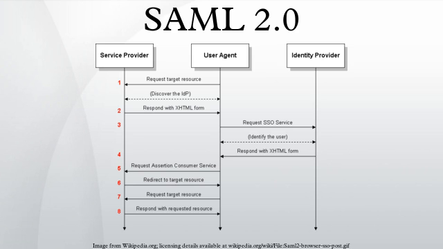HTTP artifact binding. The HTTP artifact binding uses the artifact resolution protocol and the SAML SOAP binding to resolve a SAML message by reference. Consider the following specific example. Suppose a service provider wants to send a samlp:AuthnRequest message to an identity provider. Initially, the service provider transmits an artifact to the identity provider via an HTTP redirect.